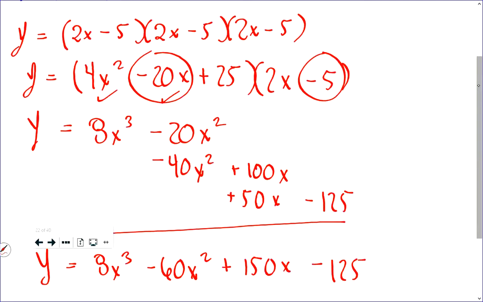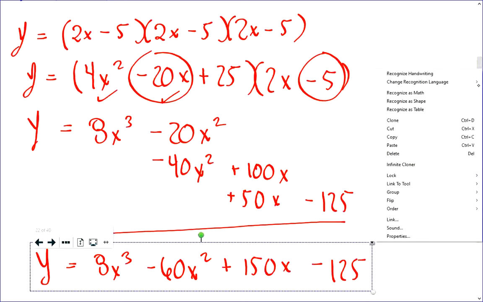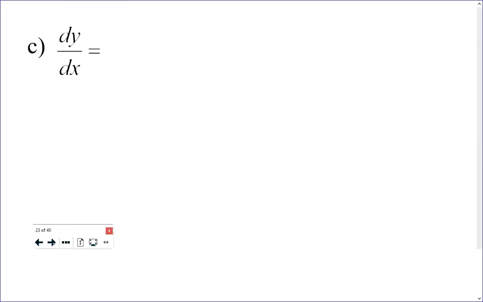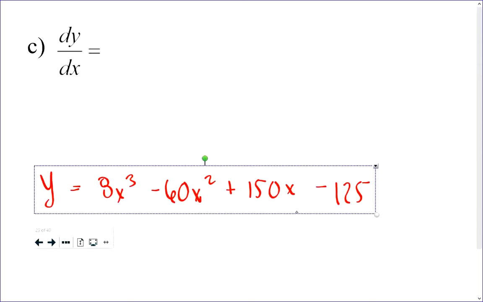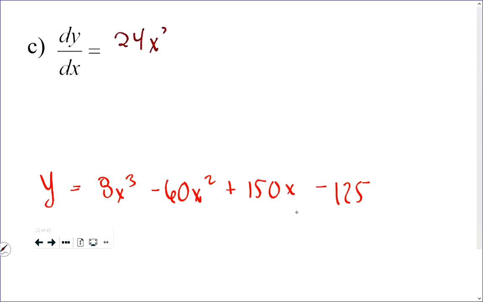So this is why, in terms of x, this is what we need to differentiate to find dy dx. So dy dx will be 24x squared minus 120x plus 150. 24x squared, negative 120x, plus 150. Looks good. We should probably factor that, which is the standard kind of protocol here.